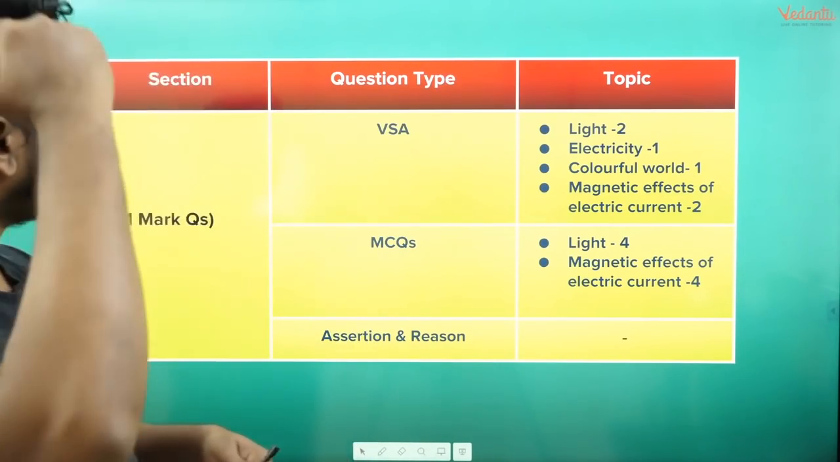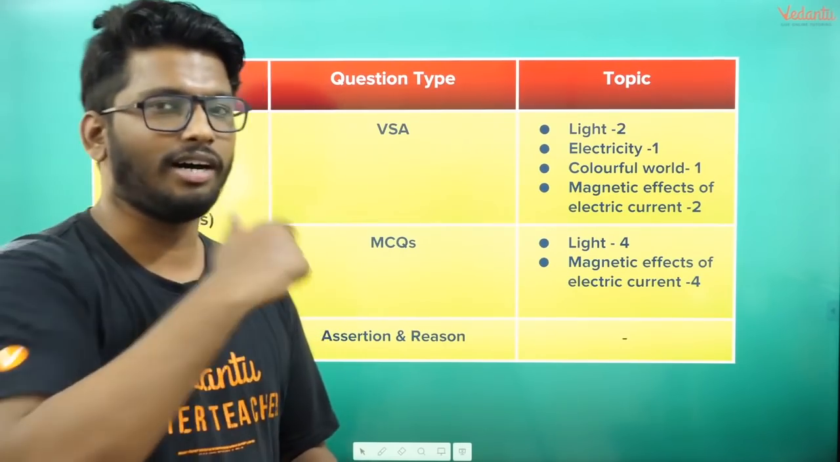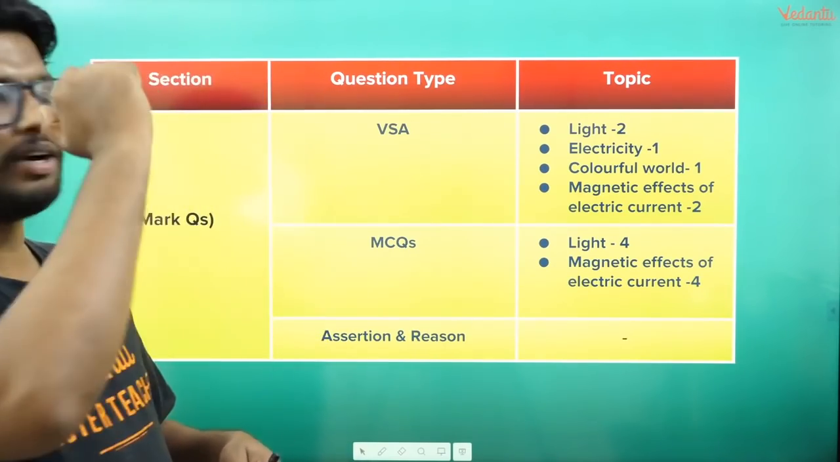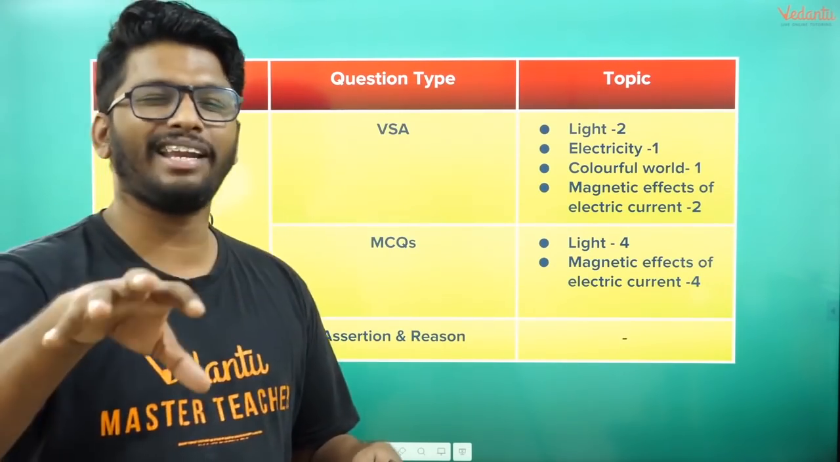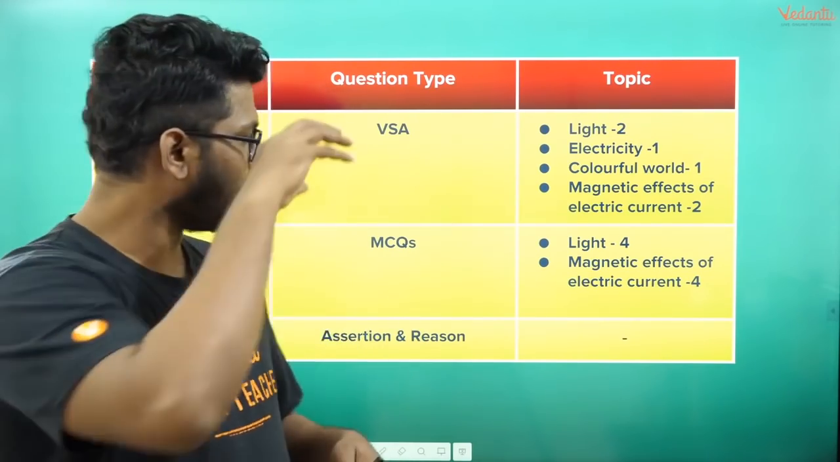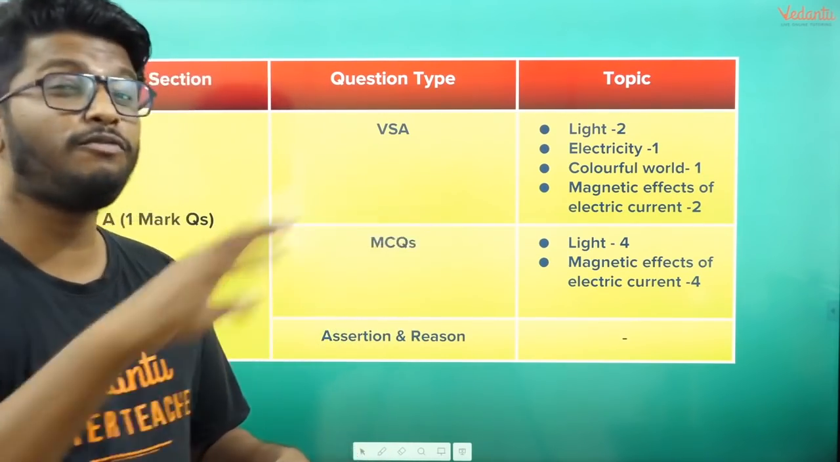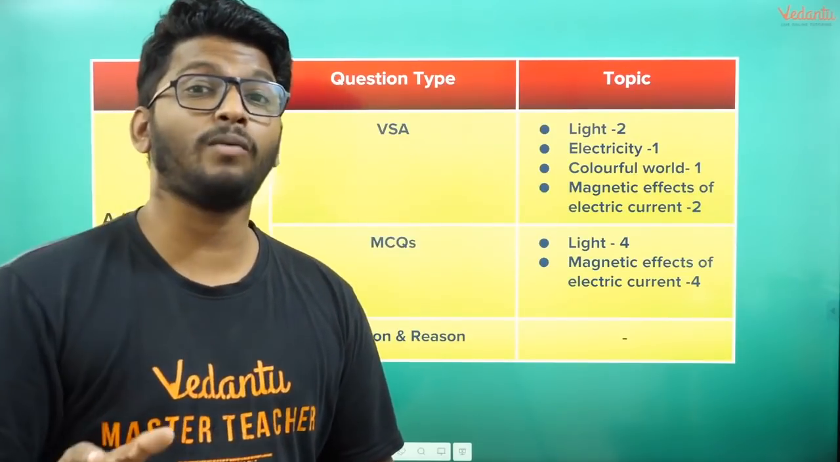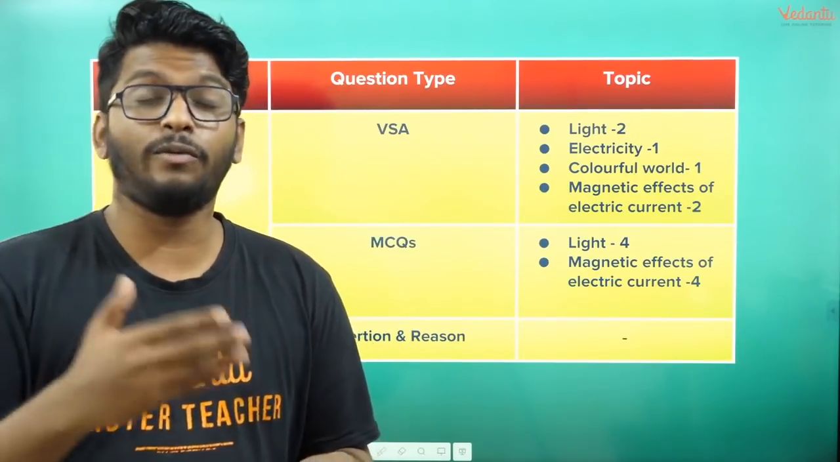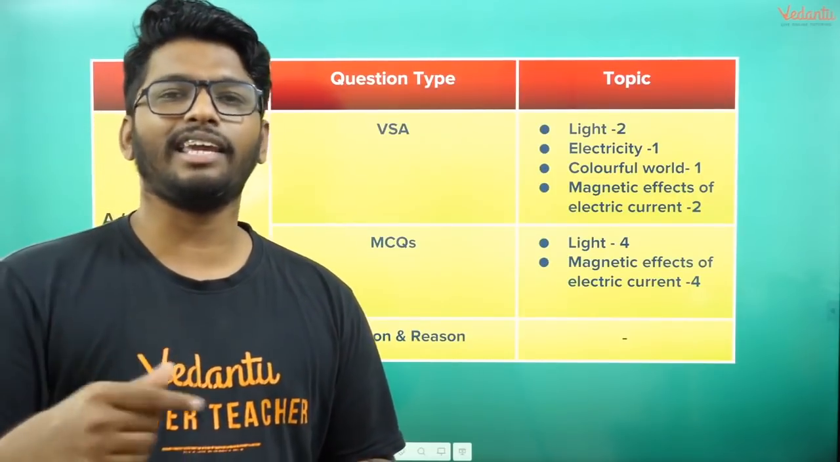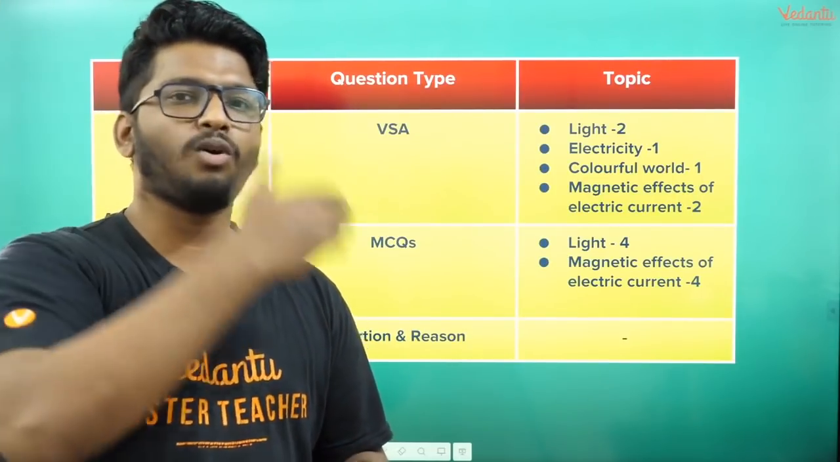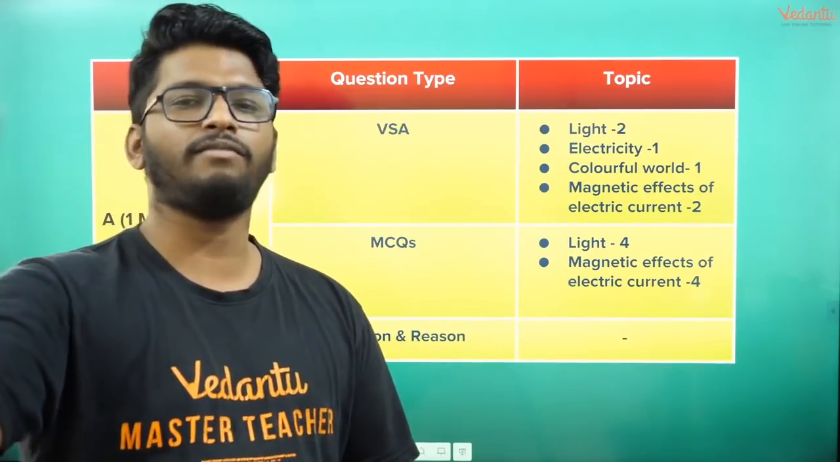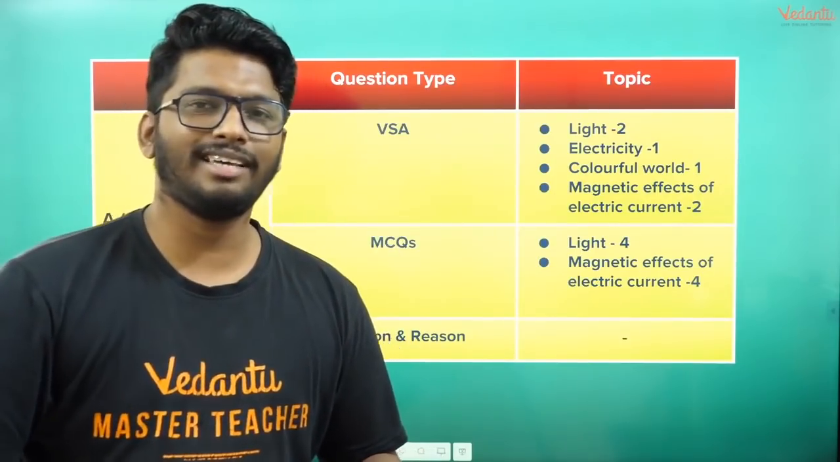So talking about the mark distribution, if you talk about the very short answer type questions, you will be getting 2 questions from light. And if you talk about the MCQs, you'll be getting about 4 questions. So that's about 6 marks from light alone. And again, 1 mark question, so you don't have to waste your time thinking about it. You can just finish off that question in 30 seconds. So in 3 minutes, you can just bag those 6 questions. There's nothing to worry about.